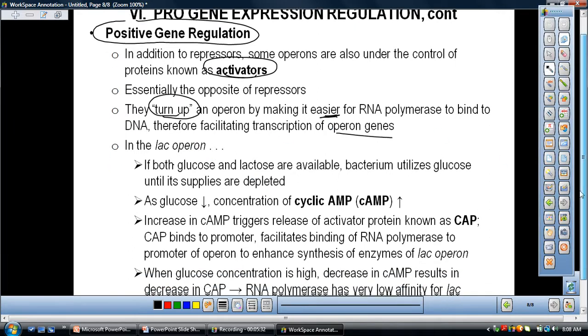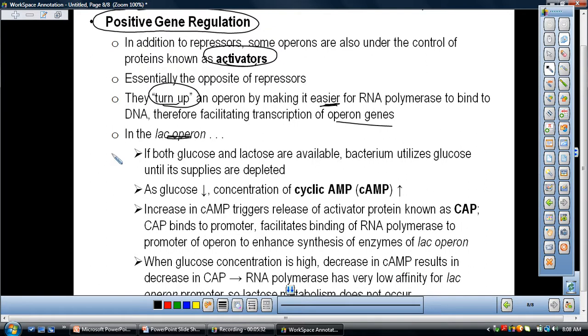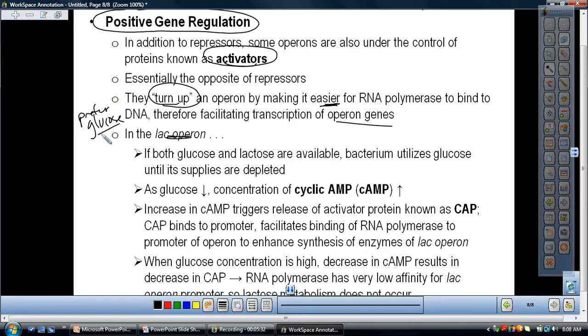Okay, this could also happen with the lac operon, in a certain situation. I already told you that bacteria prefer glucose. That is their preferable sugar to break down. So if glucose and lactose are available, the bacteria is going to choose the glucose metabolism. So it's going to break down glucose until the supplies are depleted. As glucose concentration drops, however, at that point, there's a certain molecule called cyclic AMP, or cAMP, that increases in production as glucose concentration decreases.